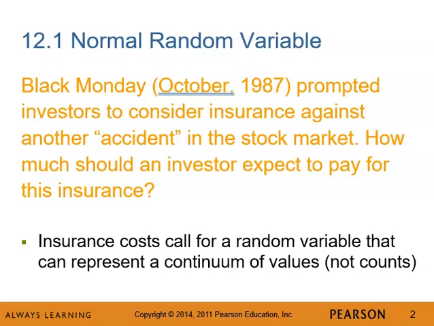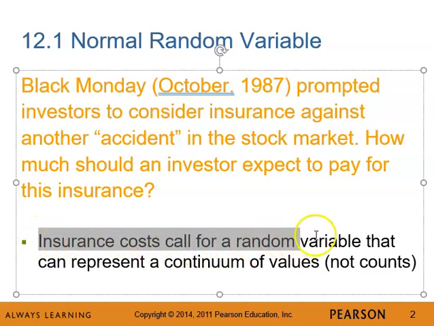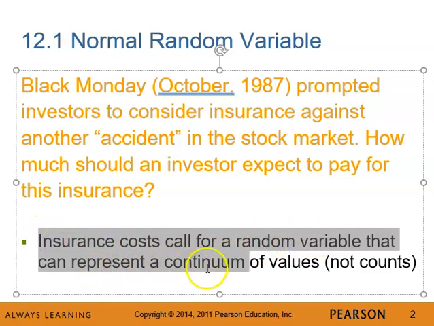Alright, so it's time for the next chapter. This is chapter 12, the normal probability model. A normal random variable. So let's look at this example. Black Monday, October 1987, prompted investors to consider insurance against another accident in the stock market. How much should an investor expect to pay for this insurance? So this insurance cost called for a random variable that can represent a continuum of values, not counts.